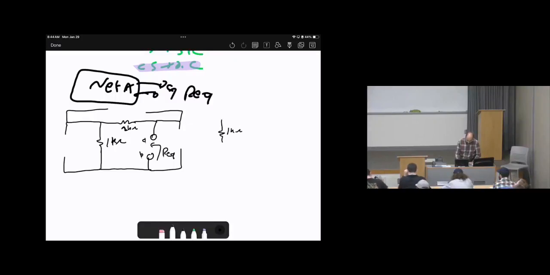1 kilo ohms, 2 kilo ohms. Here is A and B. Then we need to find our equivalents. Okay? How to find our equivalents?